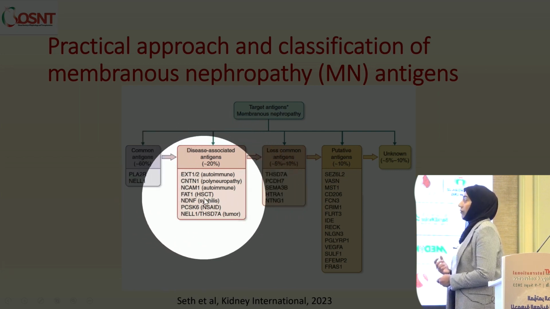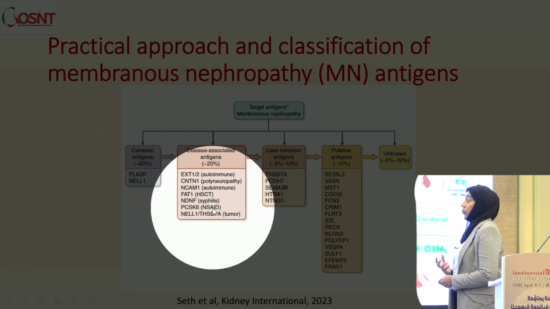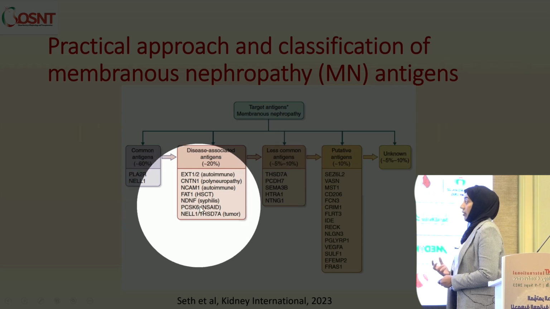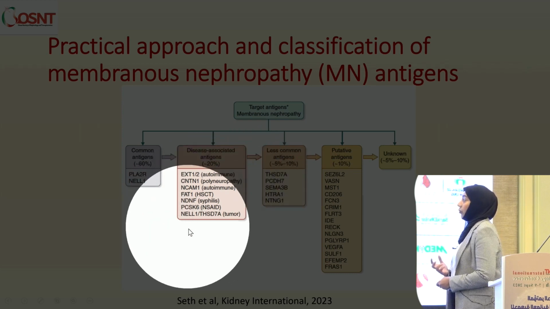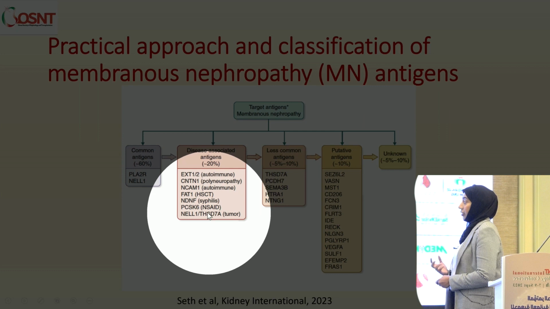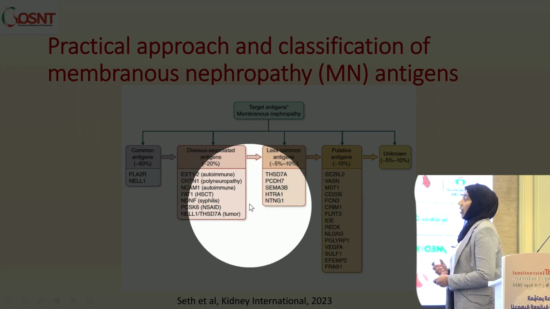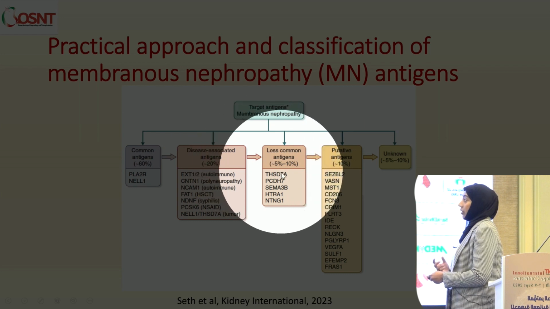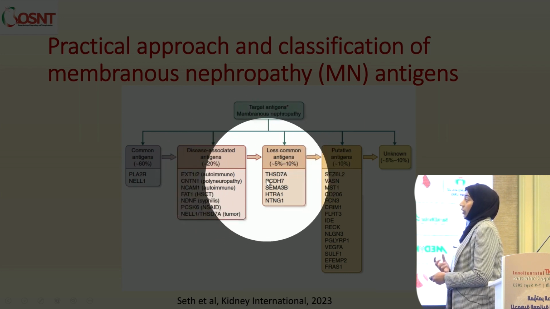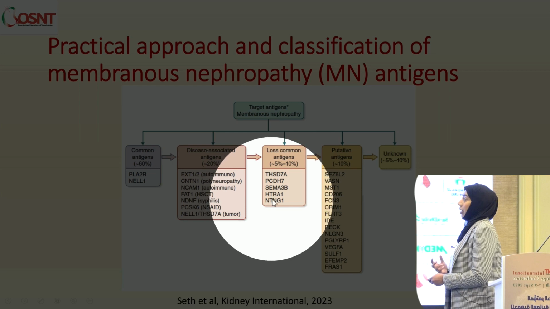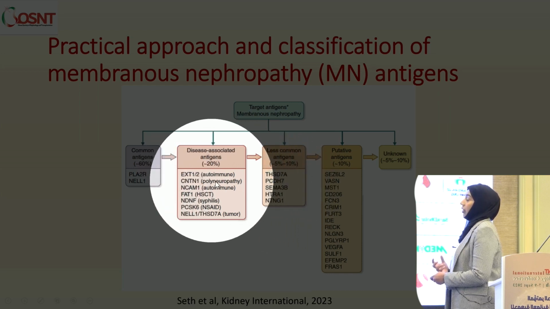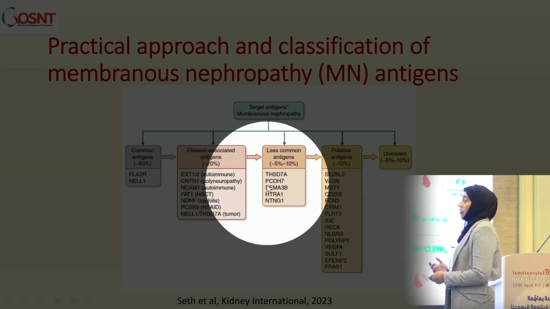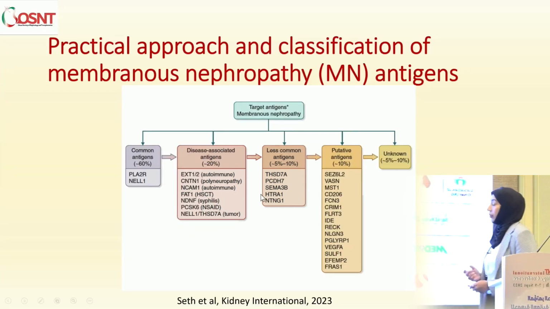If you are dealing with a patient with syphilis, look for NDNF. If you are dealing with a patient on non-steroidal anti-inflammatory drugs, look for PCSK6. And in tumor, you look for NELL1 and THSD7A. And in pediatric, for example, maybe it is listed as less common, but when you are dealing with a pediatric case, this is no longer less common. Maybe you can list it here as maybe the second most common antigen, SEMA3B in pediatric patients.